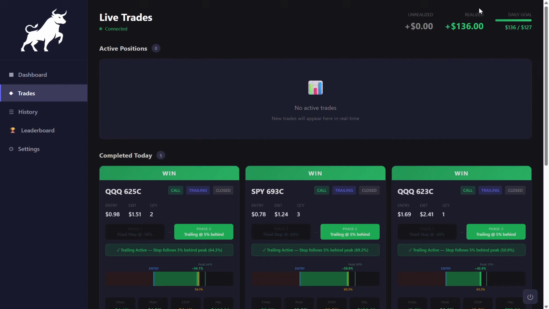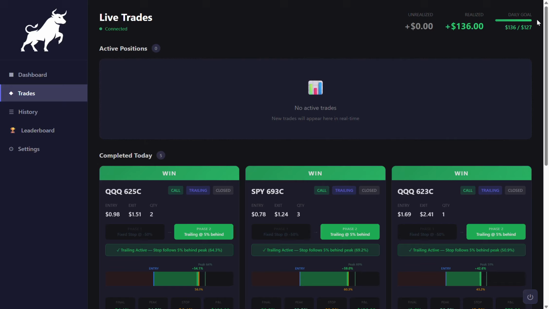This will tell you your realized for the day. This is how much is basically in your pocket after the trades are completed. Unrealized would be any trades that are still going. So this will go up and down as those trades go up and down, but once they close and something's locked in, it'll be here.